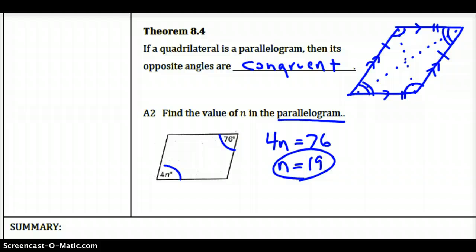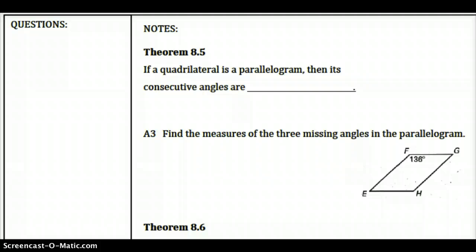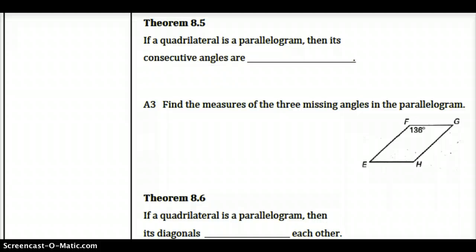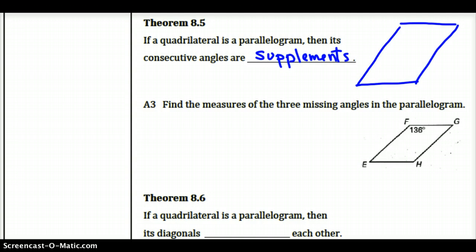Now continuing, we have a couple more theorems here. And again here, theorem A5, if it's a parallelogram, consecutive angles will be supplements. This can be shown by a parallelogram, by corresponding interior angles because of the parallels. If this was 80 degrees, this would have to be 100 degrees. These are CIAs, and they have to add up to 180.